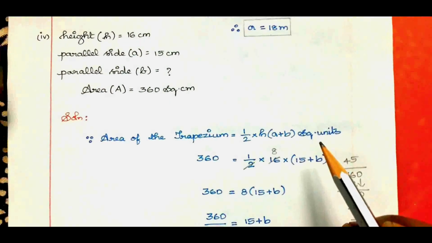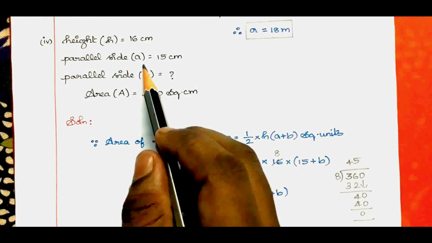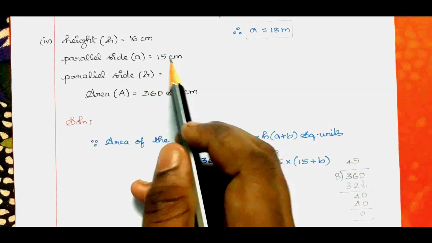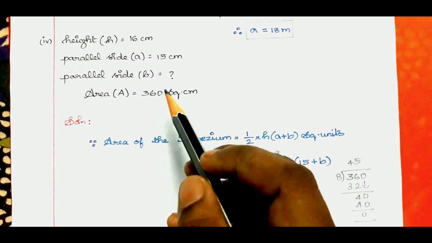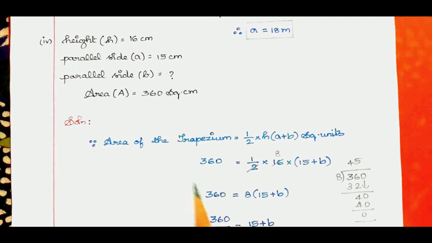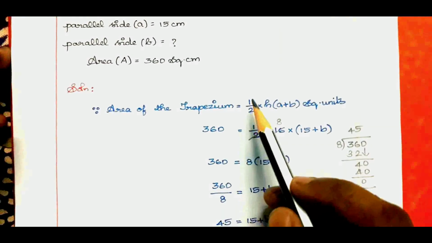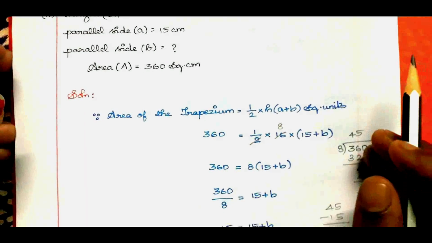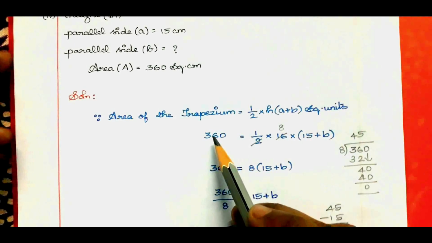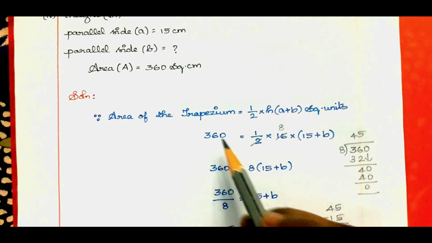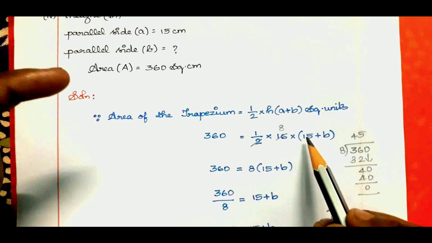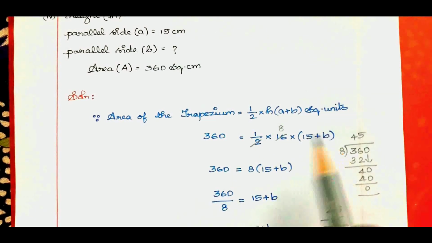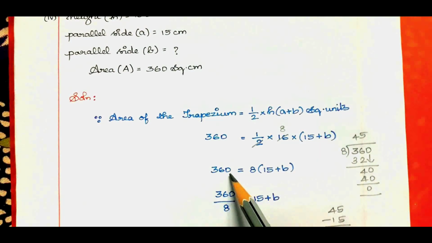Fourth question, height is 16 centimeter. Parallel side has been given as A, 15 centimeter. Parallel side B, here it is unknown, and area is 360 square centimeter. Solution. Area of the trapezium is equal to half into h into a plus b square units. Okay, we know the value of area, it is 360, and 1 by 2 as it is. Height has been given in the question as 16 centimeter, and A is 15 centimeter and B as it is. Now 360 as it is.